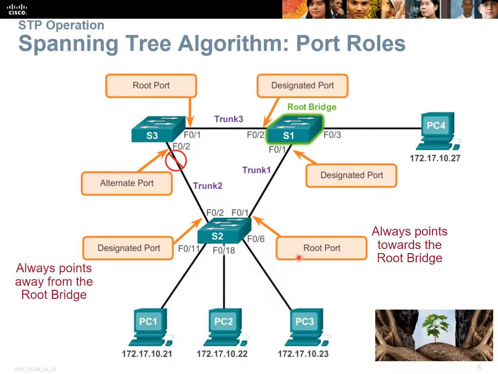So, see, this one's facing towards the root bridge, root port. This one's facing towards the root bridge, root port. These two ports are facing away from the root bridge, so therefore they're designated ports. This port is facing away from the root bridge, so it's a designated port. Now this one must have the lowest MAC address, so therefore this one has become blocking.